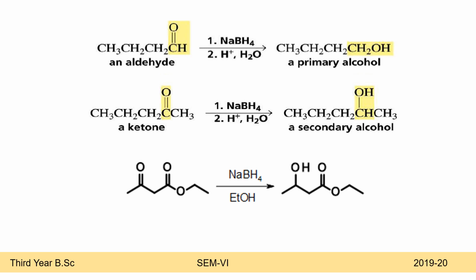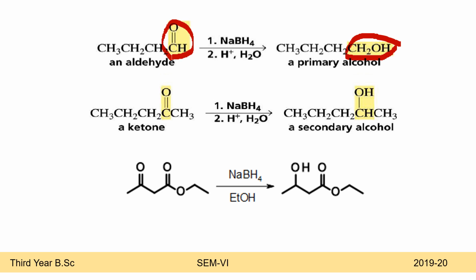If you look at this particular carbonyl group, this C double bond O group is always converted into the CH2OH group in case of aldehydes. Students should remember that this particular aldehyde group is converted into the CH2OH group when we are using sodium borohydride.